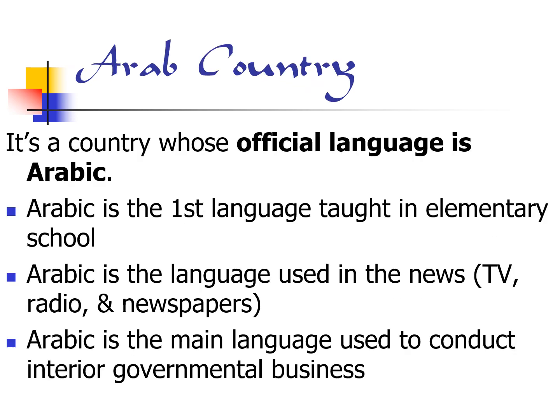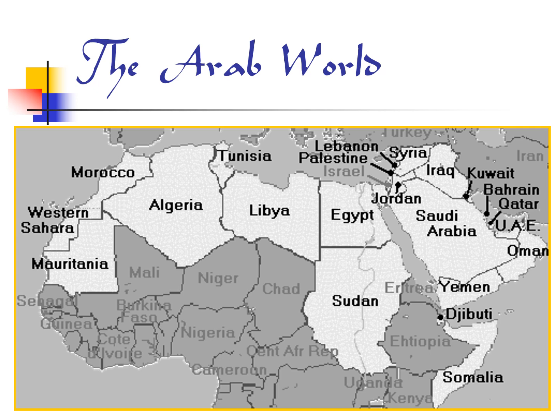An Arab country is a country whose official language is Arabic, and where Arabic is the first language taught in elementary schools, and where Arabic is the language used in the news, and where Arabic is the main language used by the government. As you can see, the Arab world has over 20 countries connecting North Africa and the Middle East. Pause this video, count how many Arab countries are there, then say their names out loud to remember them better.